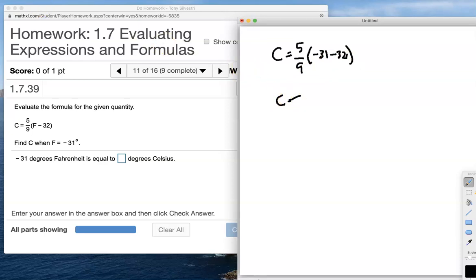Geez. Edit, undo. Edit, undo. Okay. It equals 5/9, and what I'm going to do is say negative 31 minus 32 is negative 63. Just because I know my times tables, 7 times 9 is 63, which means 9 divides into 63. So this cancels, this cancels. Okay, so 9 goes into 63, negative 7. Don't forget the parentheses, the negative sign. And negative 7 times 5 is negative 35.